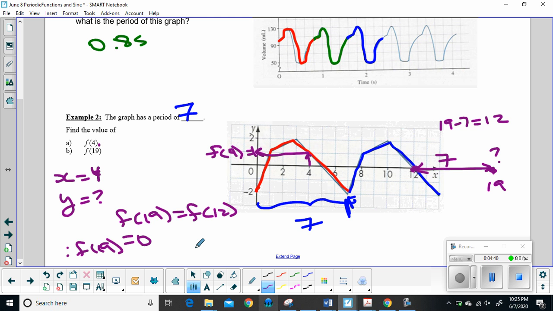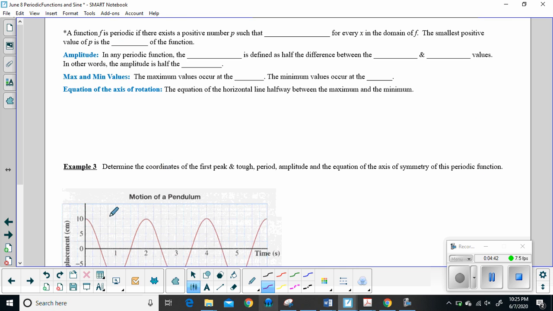So that brings us to our next really important point. A function f is periodic if there exists a positive number p such that f(x) equals f(x + p) for every x in the domain of f. So the smallest positive value p is the period of the function. So that means that every period is going to have the same y value.